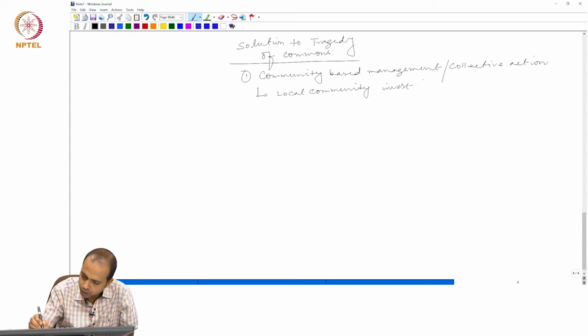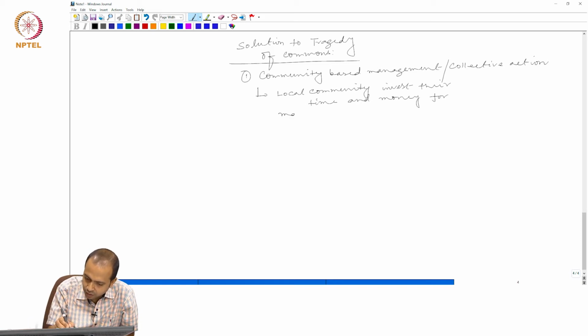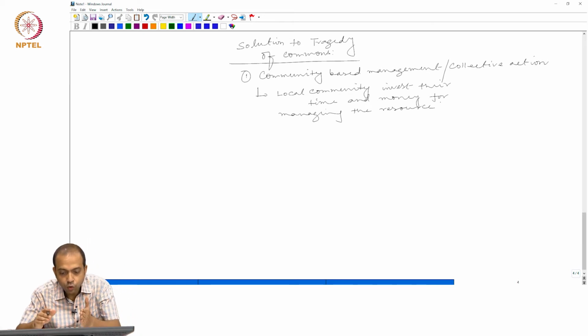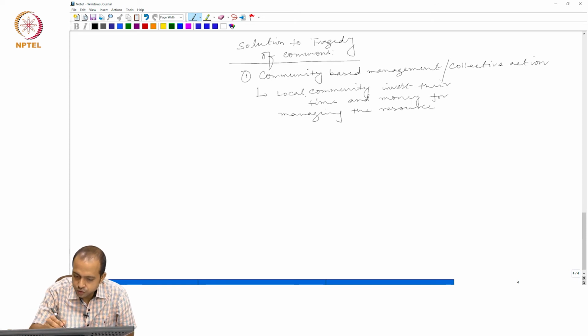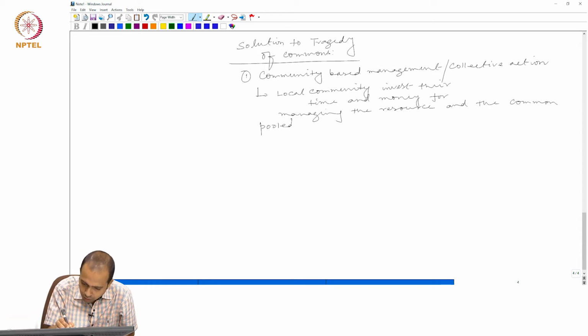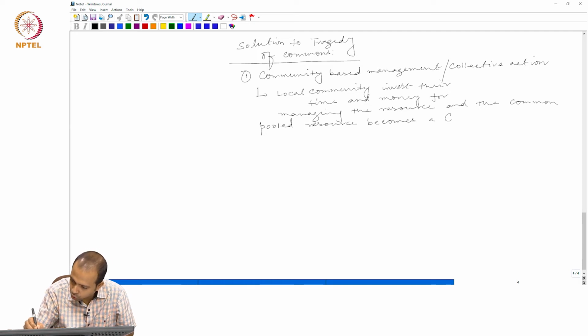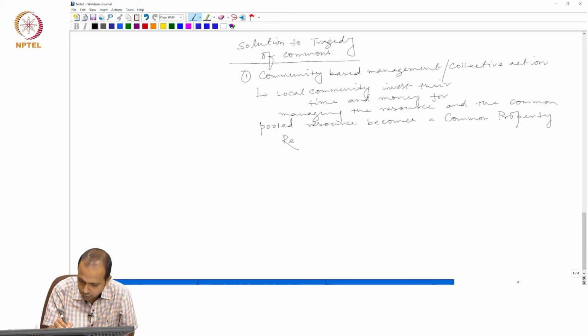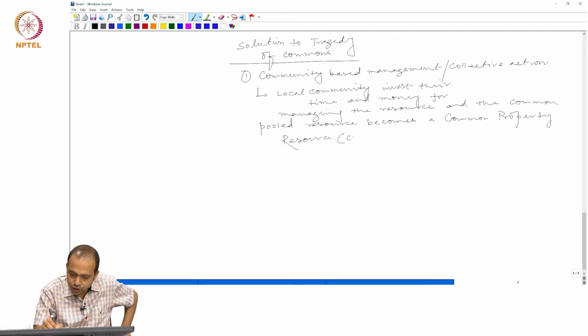invest their time and money for managing the resource. That is why it is called common property resource. Okay. So, for managing the resource, the common pooled resource becomes a common property resource. So, this is also denoted by CPR.